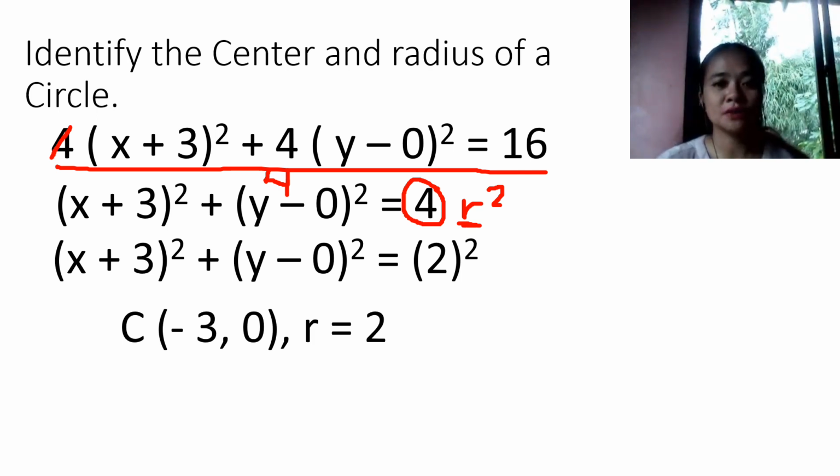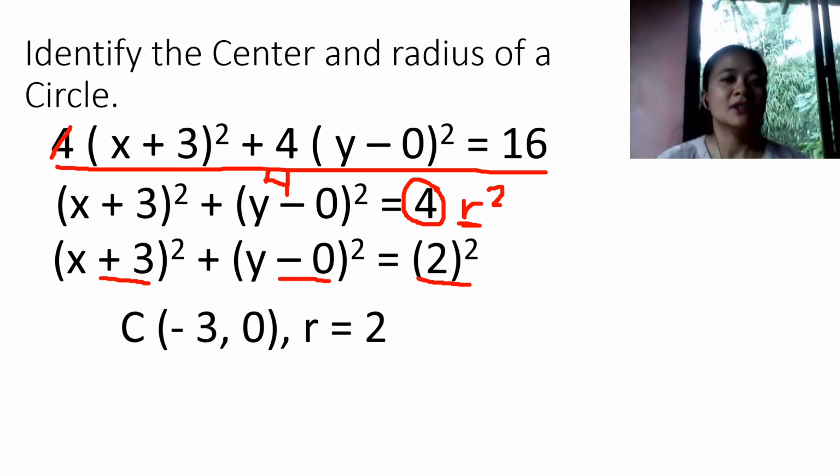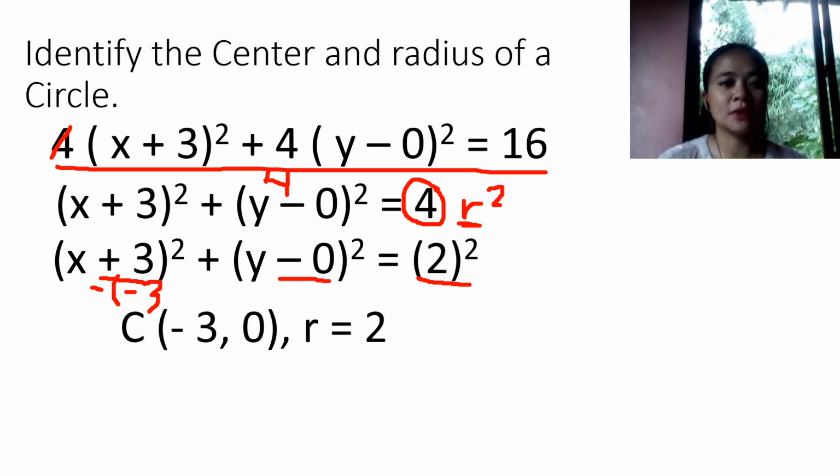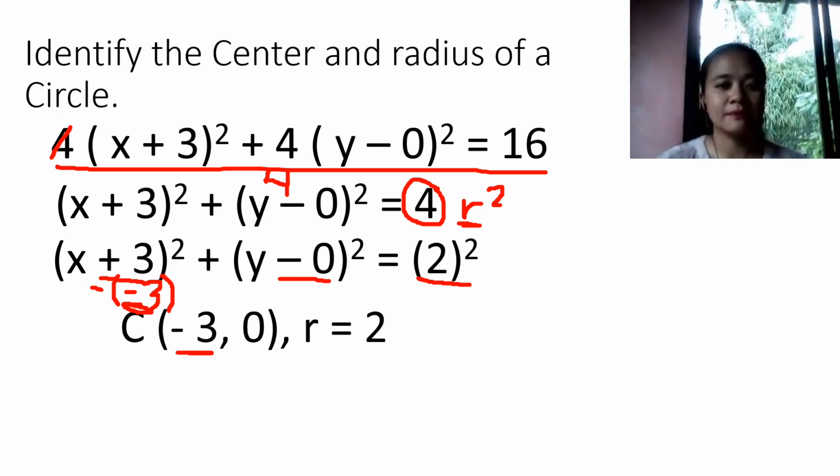So finding the root of 4, we have 2. To identify the center of the circle, we have here 3, negative 3, and then 0. Why is it negative 3? The original vertex form equation is x minus h. Since it is positive, negative times negative is positive. Therefore, our h is negative 3.